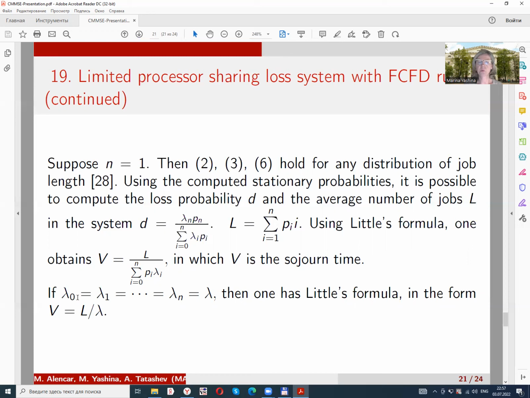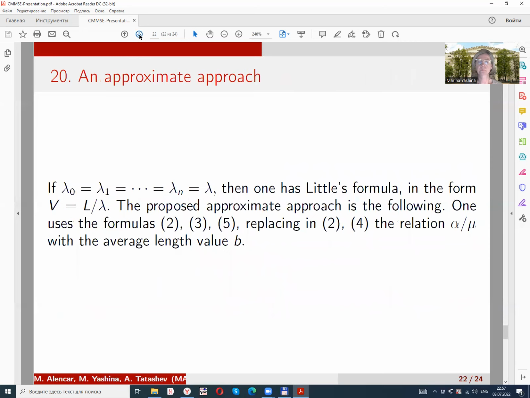If lambda_1 is equal to lambda_0 is equal to lambda_n is equal to lambda, then Little's formula is this one. One uses this formula, the relation alpha by mu with the average length value b.